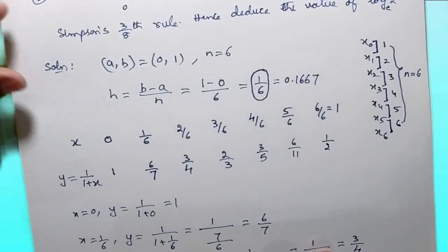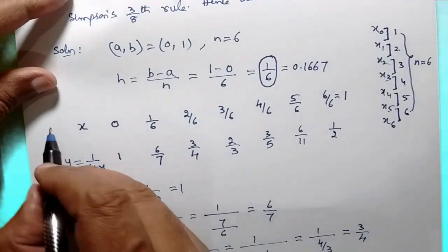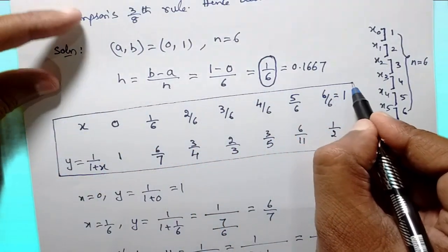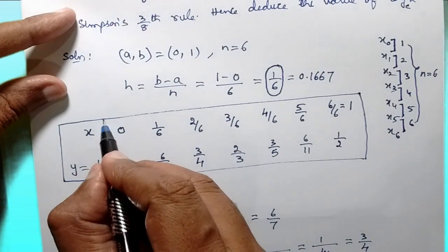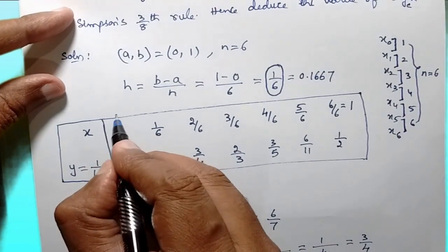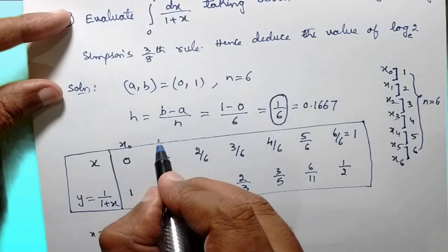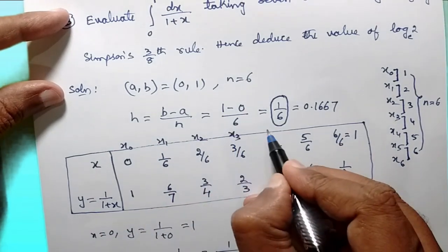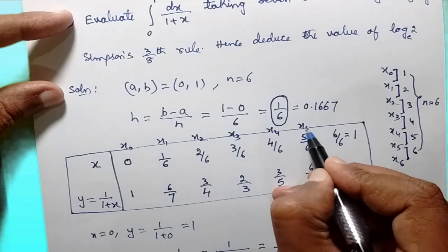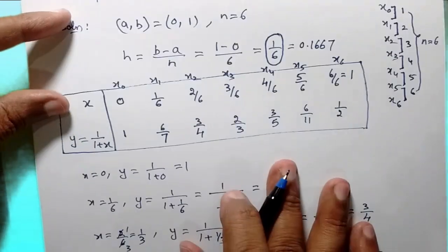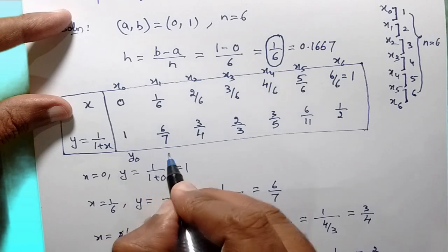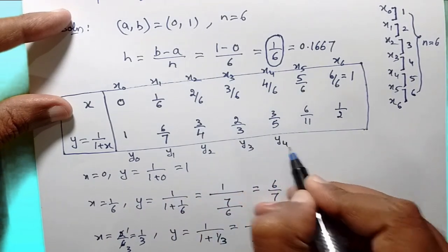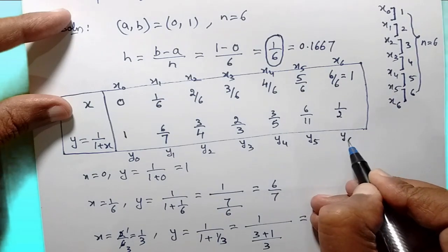Just observe the values what I have written. So we have got the table over here for values of x and y. So this corresponds to your x0 value. This will be your x1 value. This will be your x2 value. This will be your x3 value, x4 value, x5 value and x6 values. Corresponding value of y will be y0, y1, y2, y3, y4, y5 and y6.